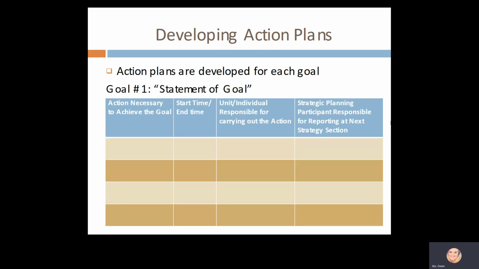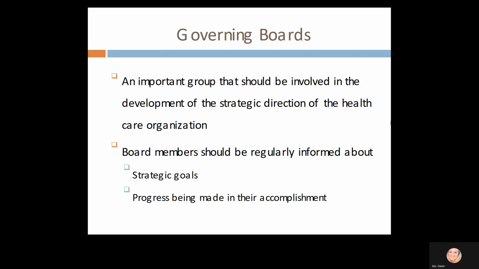Okay, developing action plans. So they're developed for each goal. So goal number 1, statement of goal. The action necessary to achieve the goal, the start and end time for that goal. So when do we want to have this goal accomplished by? The unit or individual responsible for carrying out the action, and the strategic planning participant responsible for reporting at the next strategy section. So what goal? When are we going to start it? When do we want this goal achieved by? Who's responsible for doing it? And who's going to report that it has been done?